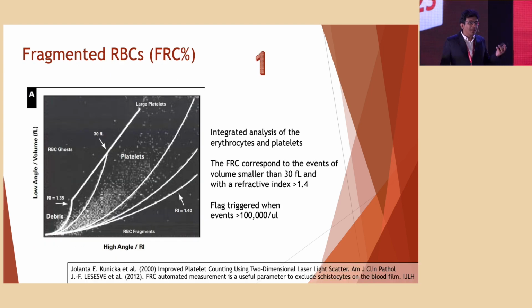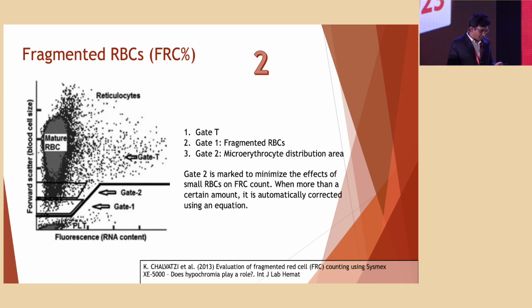So there are different analyzers which analyze FRC differently. This is one type in which platelets are counted if the volume is less than 30 femtoliters and refractive index between 1.35 and 1.4, and RBC fragments or FRC correspond to those having a refractive index more than 1.4. So a flag is triggered when it crosses a certain value.